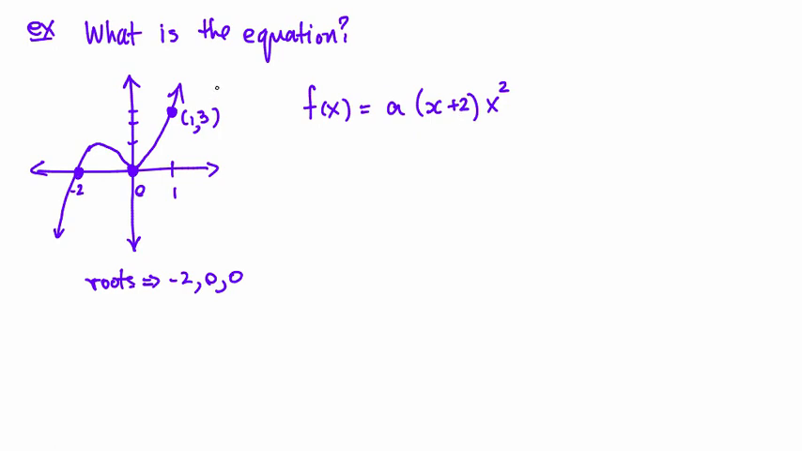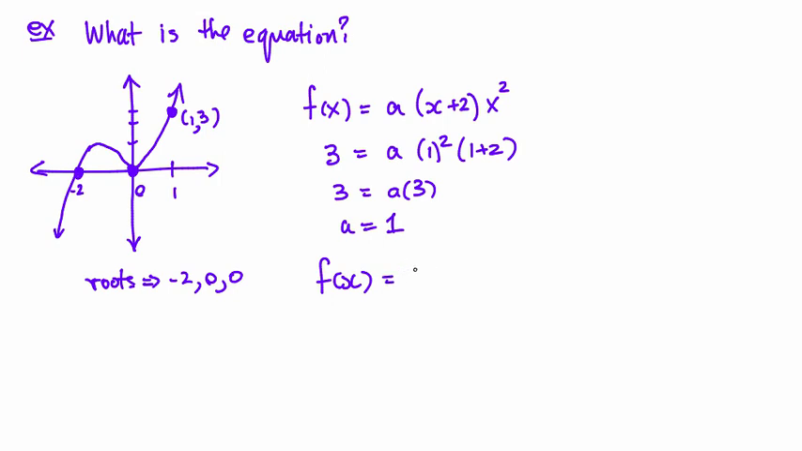Now I also know that when x is 1, y is 3. So there's my y value being 3, and if my x value is 1, I have 1 squared and 1 plus 2. So a times 1 times 3, 3. Divide both sides by 3. I know my a value is 1, and I don't even need to write it down. So 1 x squared times x plus 2.